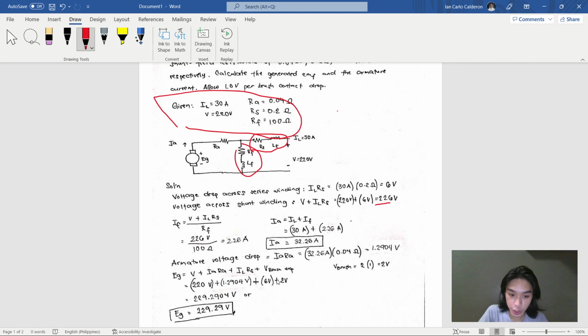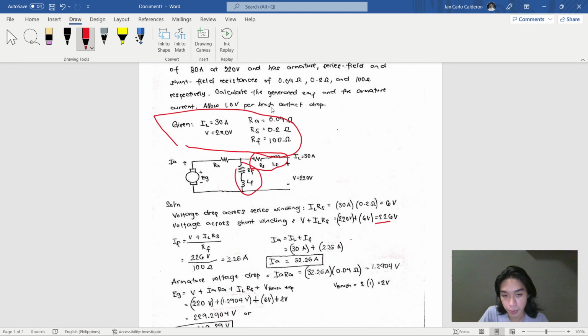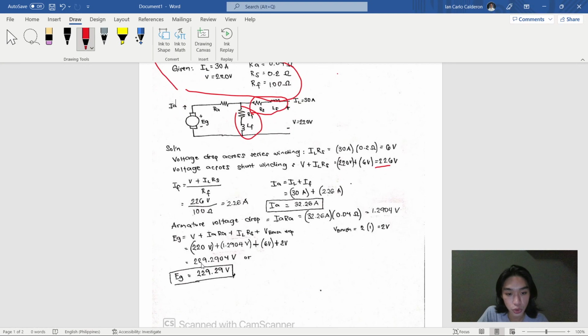So EMF generated is equal to the terminal voltage, which is 220 volts, plus the armature voltage drop 1.2904, plus the voltage across the series winding, 6 volts, and for the last part, the 2 volts, since this is a DC generator, 2 times per brush, the value of the brush contact drop is equal to 1 volt. So 2 times 1 is equal to 2. So we get the summation of it, and we get the value of 229.2904 volts, or EMF generated is equal to 229.29 volts when rounded off to the nearest hundredths.